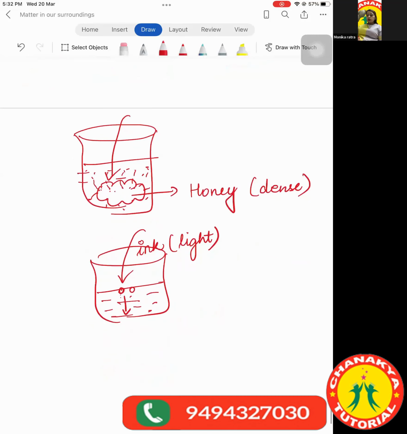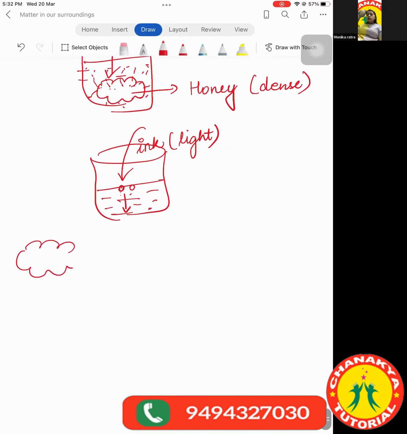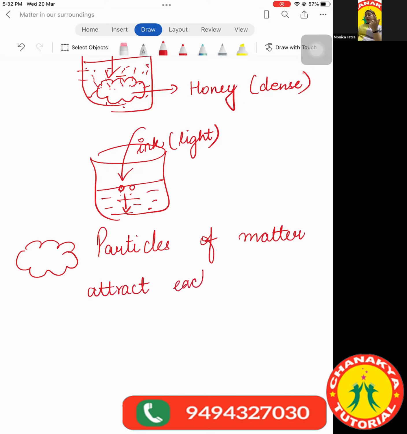Now let us come to the third property. These properties, children, are all related to each other. If you understand one property, it is related to the second, and the second property is related to the third property. So you should know all of them. So the third property says that the particles of matter attract each other. So I'll come up with a very easy and important NCERT question by which you can relate to this activity also, this property also, and you will be able to understand also.